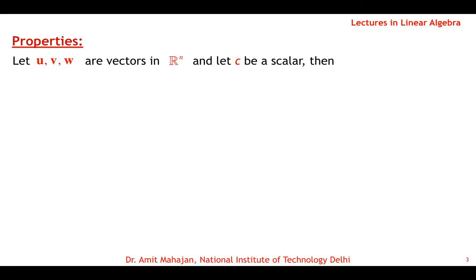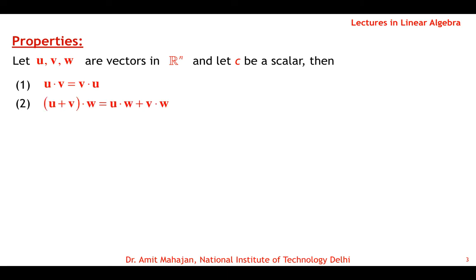Now the inner product has certain properties, and so for that we have vectors u, v, w in the Rn space, and let c be any scalar. Then the first property is that the inner product is always commutative. That means if you calculate u dot v or you calculate v dot u, it gives the same scalar value. Okay, so the commutative property holds in inner products.